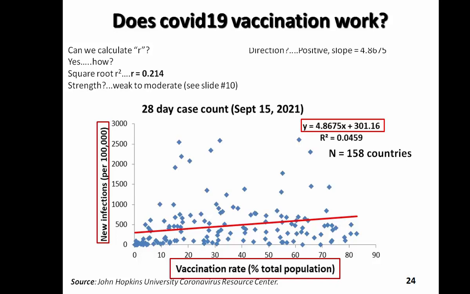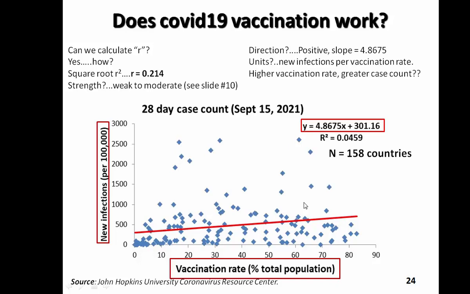The direction of this correlation: because we take the square root of this value, we don't know if this is a positive or negative value. We determine the directionality because the slope in the equation, 4.8675, is a positive value. So we know that this is a direct correlation. And the units of the slope are new infections per vaccination rate.